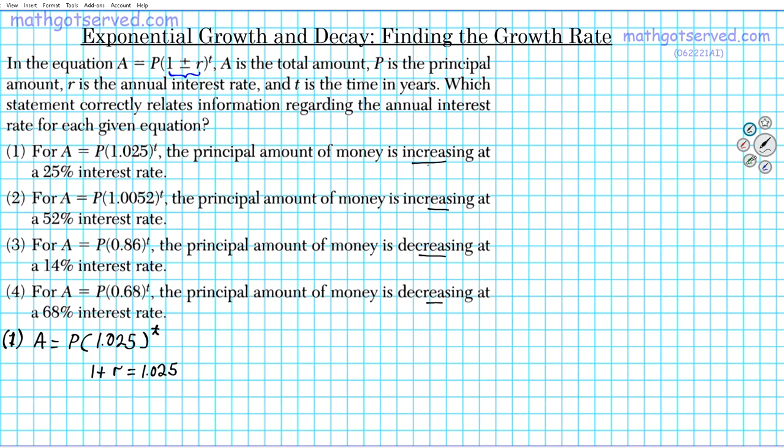Okay, so let's solve for r here. To get r by itself in decimal form, you subtract 1 from both sides. If you do that, it's going to yield the r value in decimal form that we desire, and that r value is 0.025.